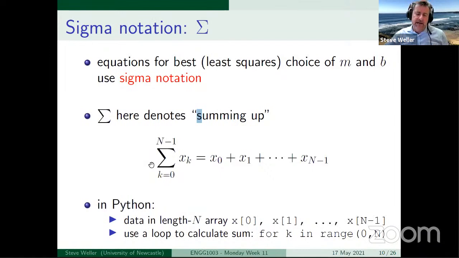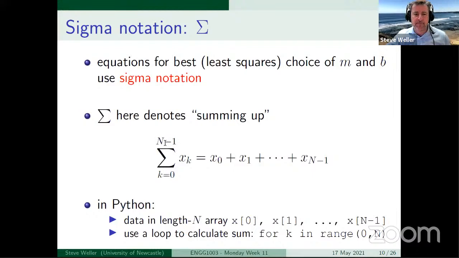And this notation that you see on the left, again, many of you will have seen it, but some of you may not have. If you see this sigma notation, where we're summing up a bunch of X's, X_K, and the subscript K runs from zero at the bottom to N minus one at the top.